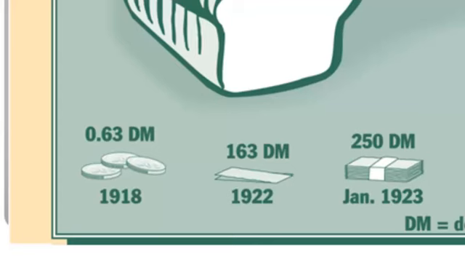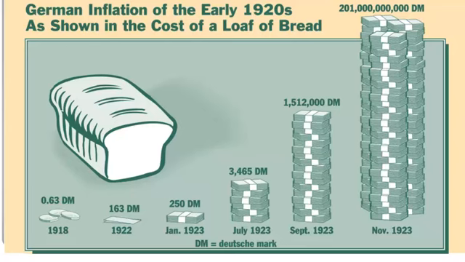Think about that for a second. It costs less than, let's say, a dollar. Now all of a sudden, it's $250 to $300 for one loaf of bread. Then it gets really insane. If you look at November of 1923, it's almost beyond comprehension. It's 201 billion Deutschmarks for a loaf of bread.